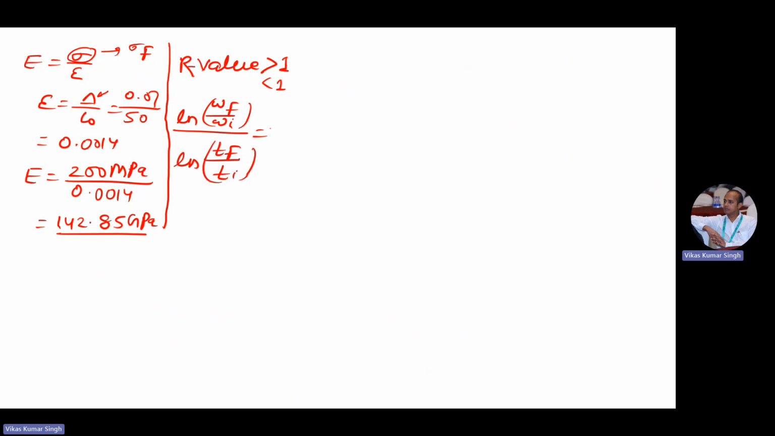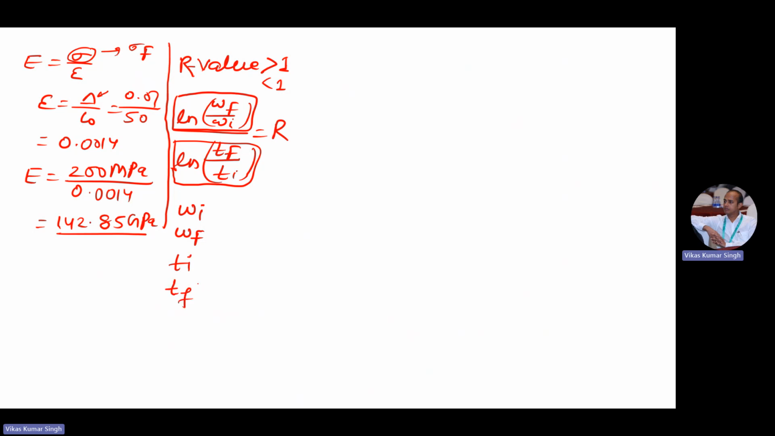What am I writing here? This is the true strain in width direction, and this is the true strain in thickness direction. To calculate this value, we need Wf and Wi, and then Tf and Ti. In the question itself, W initial is given, W final is given, T initial is given, and T final is not given. So how to calculate T final?